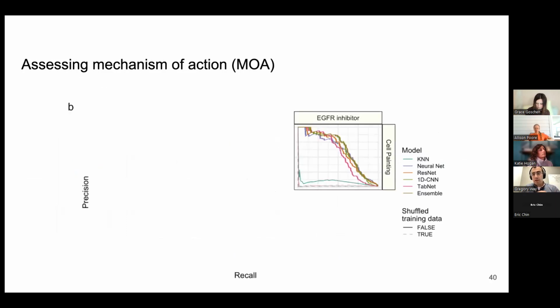And maybe I just will go through this really quick, but you can evaluate predictions in this sense at per MOA level. So this is a particular figure called a precision recall curve, where you want your curves to be pushed to the top right. And so the further you are to the top right, the better the performance. And so this is an example of a particularly well-performing model using cell painting readouts. We can predict EGFR inhibitors relatively well across the different models that we trained.